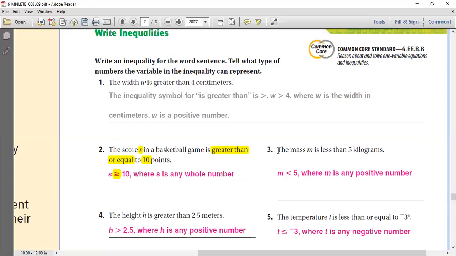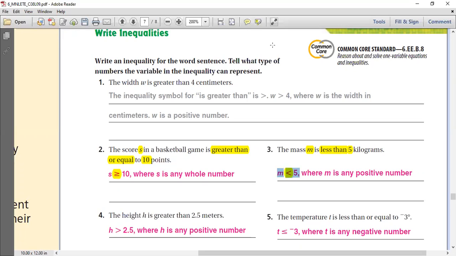Okay, question number 3 is the mass m, so this is the variable for us, right, is less than, is the keyword again, so it is less than 5 kilograms. Now here they are talking about weight, right, 5 kilograms, which means the variable here is m. We use the symbol less than. Okay, so you need to understand that when they say less than, at once you need to know that you have to use this variable, and the number given for us is 5. Now this is our inequality.